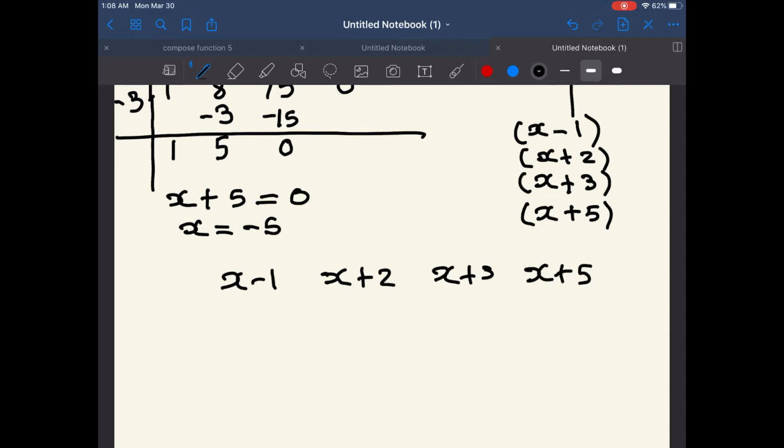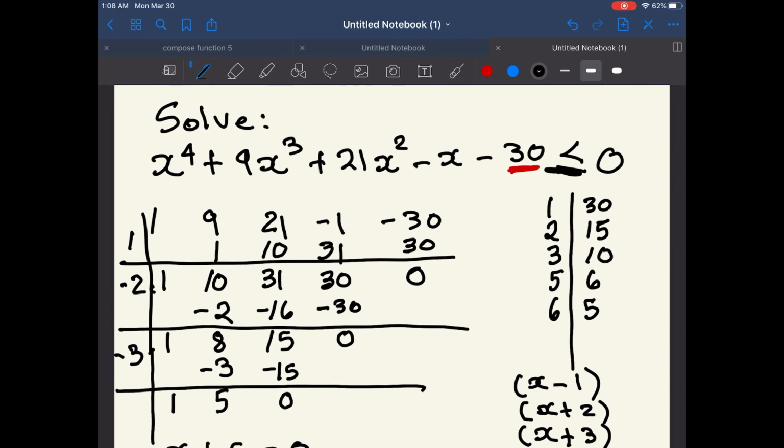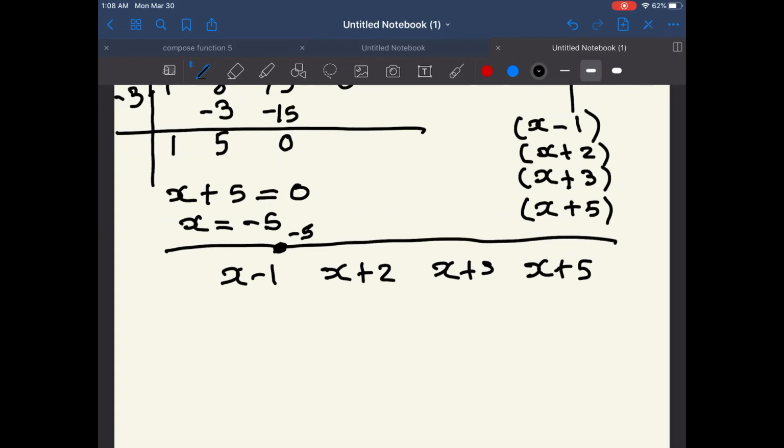And now I have my zeros. My first zero is negative 5, because we have the equal sign here, so I include my point. Negative 5 is included. Negative 3 is another zero. Negative 2 is another zero. And 1 is another zero.